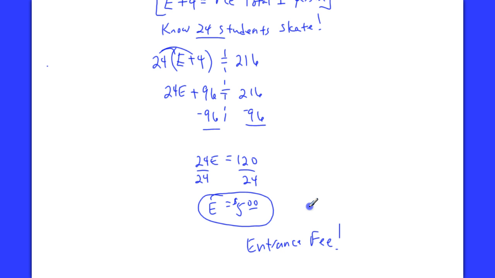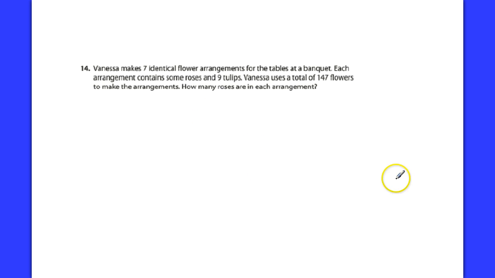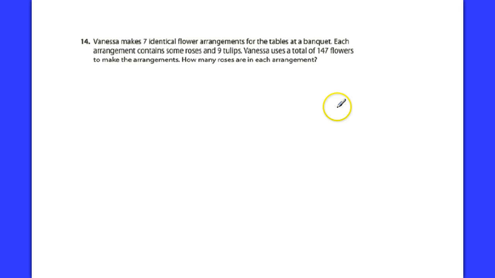And that's how you do it. That's a nice application. Let's try one more really fast, number 14, and we will be done. Vanessa makes 7 identical flower arrangements for the tables at a banquet. So she's got 7 flower arrangements. It is important to know that they're identical, so every arrangement has the same number of flowers in it, same types of flowers. Each arrangement contains some roses and 9 tulips. If she uses a total of 147 flowers to make the arrangements, how many roses were in the arrangement?